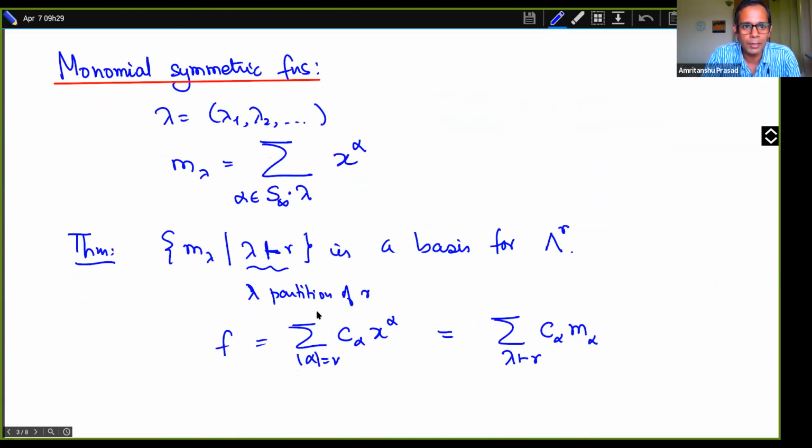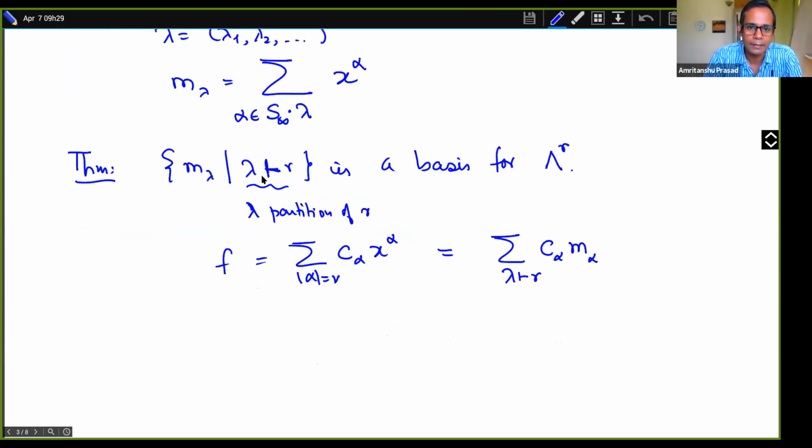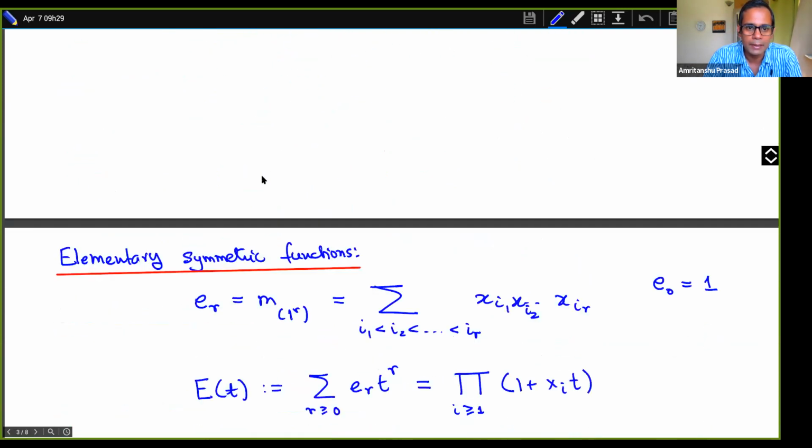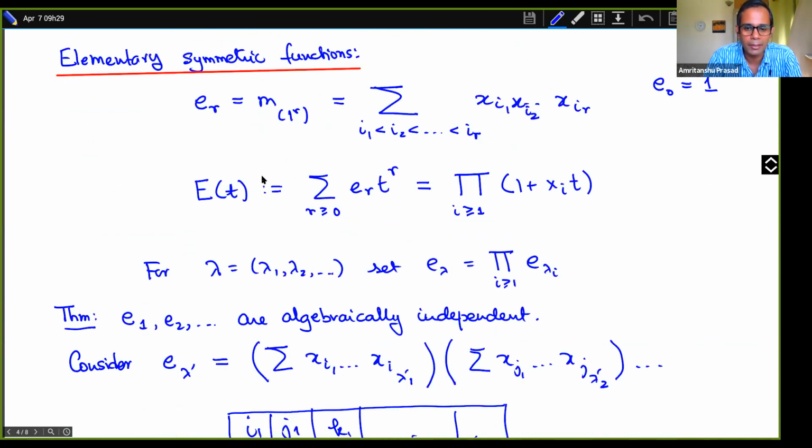The simplest, most obvious basis of symmetric functions is the basis of monomial symmetric functions, where you fix a partition lambda and you just sum over all monomials which are obtained by permuting the monomial x1 to the lambda 1, x2 to the lambda 2, by permuting the variables in that monomial. And that gives you the monomial basis. Then there's the basis of elementary symmetric functions, where e_r is the sum of all monomials with r distinct variables.